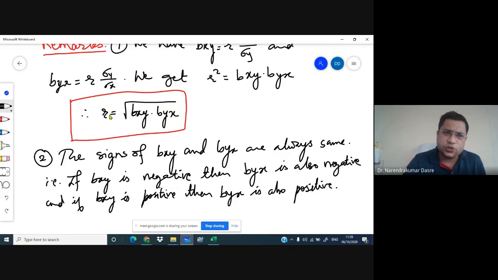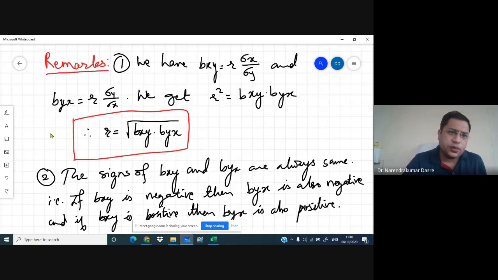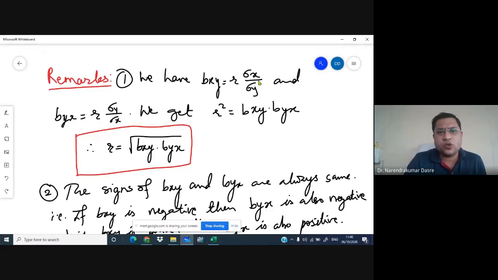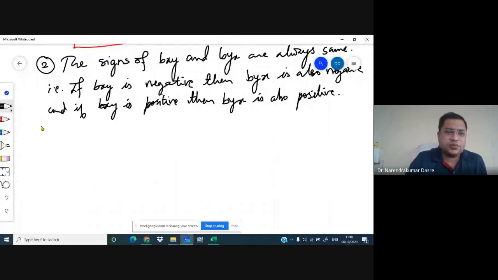So if r square is positive, what is the value of r? r may be positive or negative, since it is a square root, but this equation restricts the sign of r. r will have the same sign as byx, because sigma y and sigma x are standard deviations and are always positive. So the sign of r depends on this term, and as per the remark, byx and bxy follow the same sign, and hence r also follows the same sign.